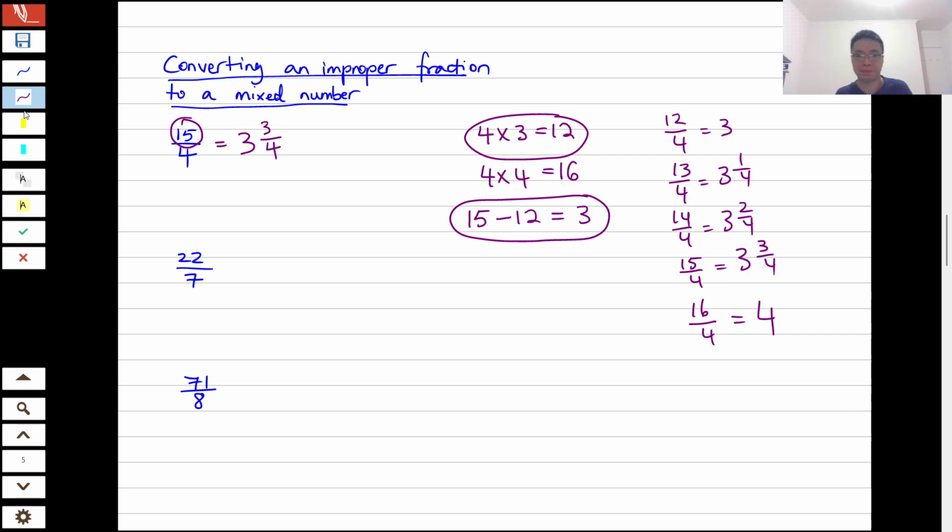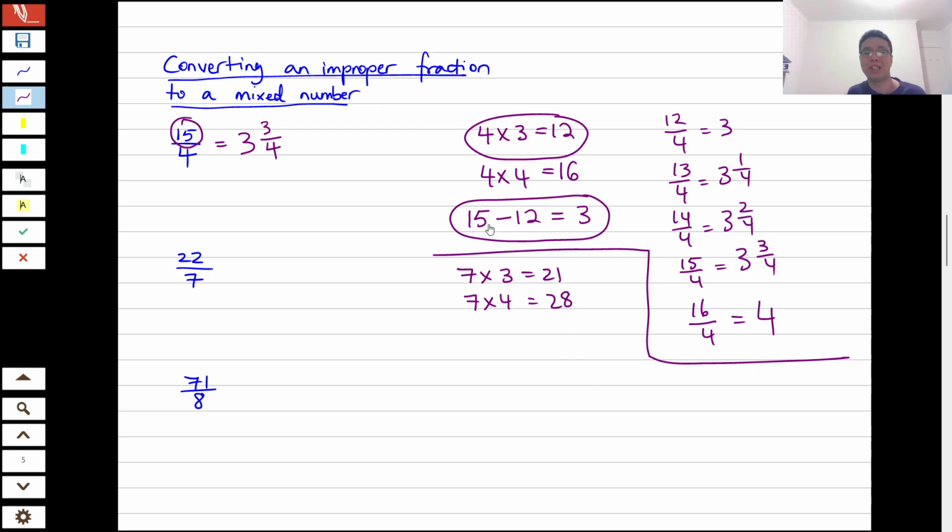Okay, let's do another one. This time, we have the fraction 22 divided by 7. So again, we'll start by writing down some numbers which are multiples of 7. If we count up by 7, we have 7, 14, 21, which is smaller than 22, and 28, which is larger than 22. So this tells me the whole number part is again going to be 3. And now all I need to do is take 22 minus 21, and that gives me 1. That is 1/7.